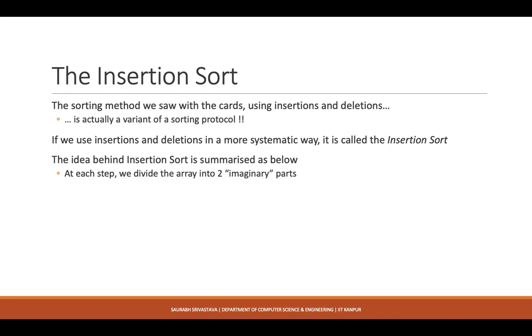So the idea behind insertion sort can be summarized something like this. At each step what we really do is that we divide the array into two imaginary parts. Remember, these are imaginary, fluid parts. It's not like we are creating two different arrays. Basically we're just having some markers. So it's like putting a bookmark in your book, and as soon as you open your book, it is basically divided into two parts, right?